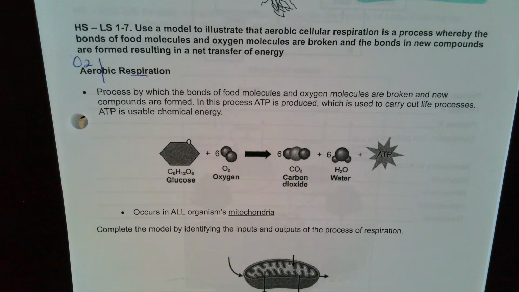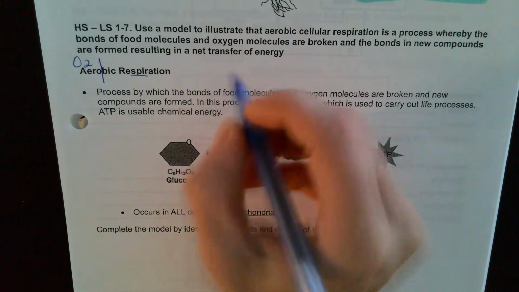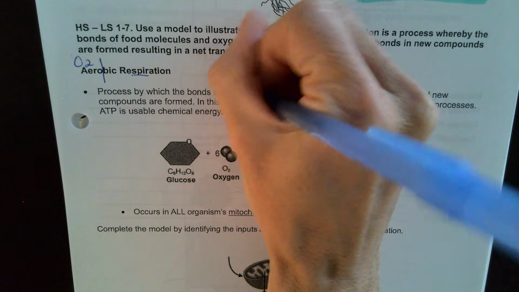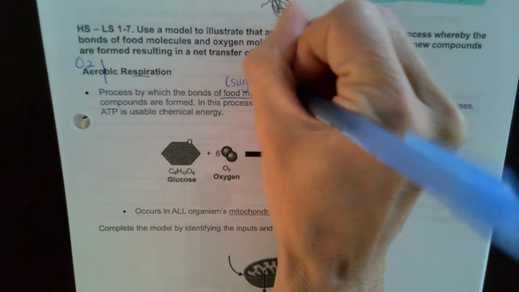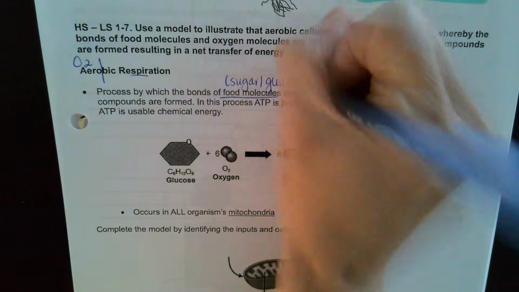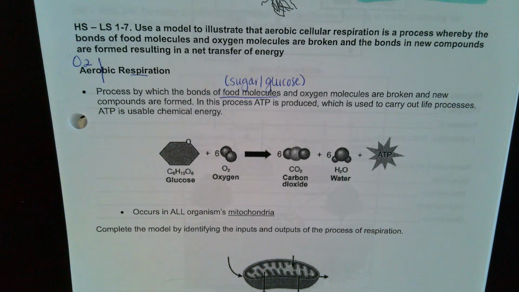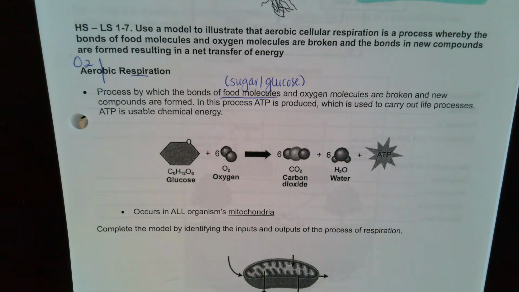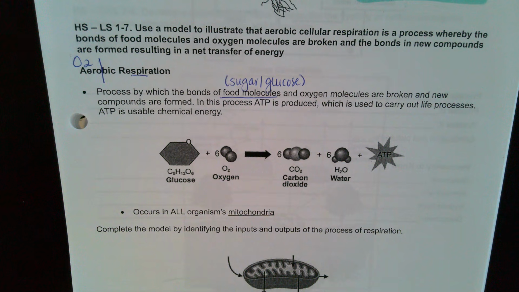The definition says this is a process by which the bonds of food molecules, those food molecules, that really just means sugar or glucose, and oxygen molecules are broken and new compounds are formed. In this process, ATP is produced, which is used to carry out life functions. ATP is usable chemical energy. Again, take time, memorize this formula.